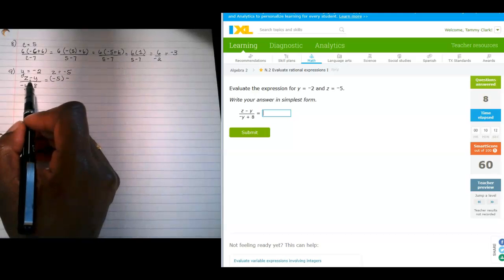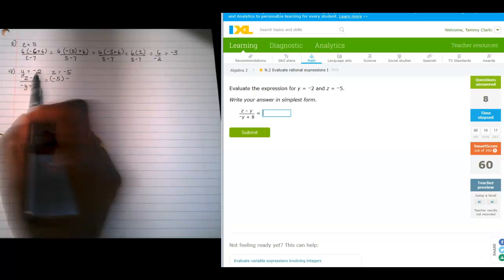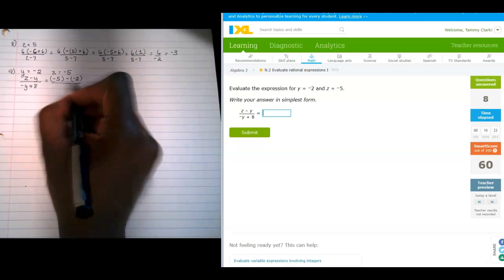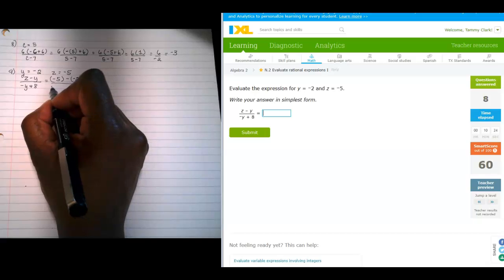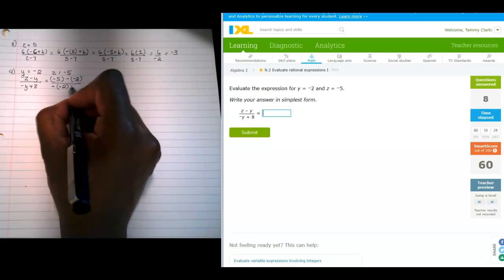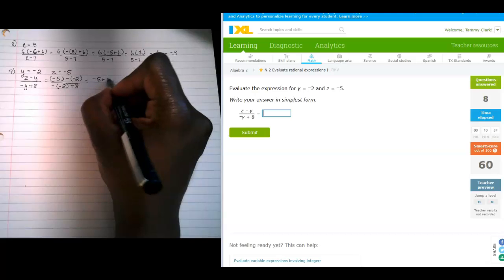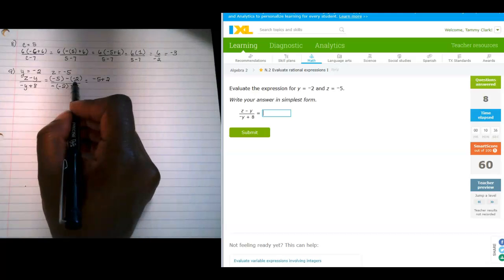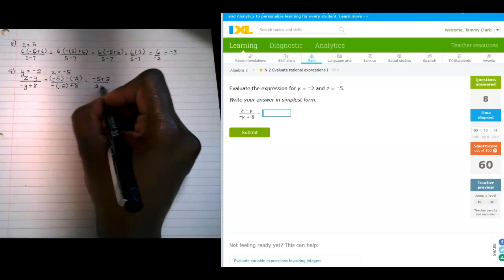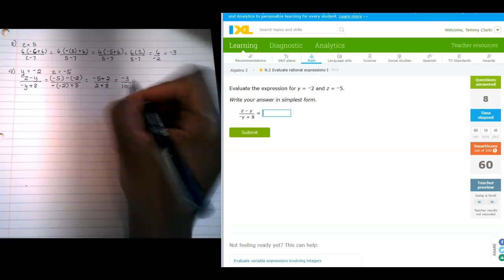Now, this subtraction sign says subtract the value of y. The value of y is negative 2. Please be very, very careful with that. So we've got minus the value of y, which is negative 2, plus 8. So we've got negative 5 plus 2, because a negative times a negative is a positive. Negative 1 times negative 2 is positive 2, plus 8. So we've got negative 3 over 10.